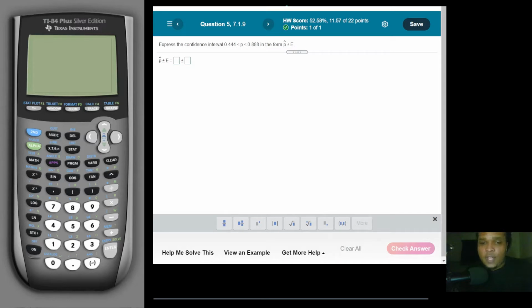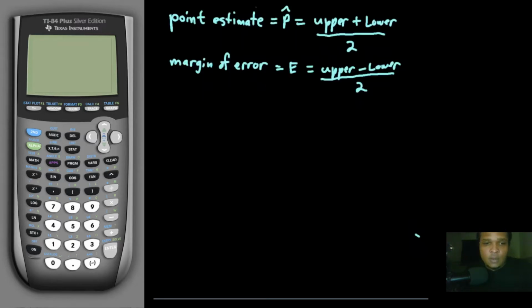So to figure that out, let's go ahead and close this out. We use these two little formulas. Point estimate, which is what P hat stands for, is expressed mathematically as upper plus lower divided by 2. And we have margin of error, which is the E. That's going to be upper minus lower divided by 2. So very, very similar, right? Basically, we just put the numbers in and we should be okay.